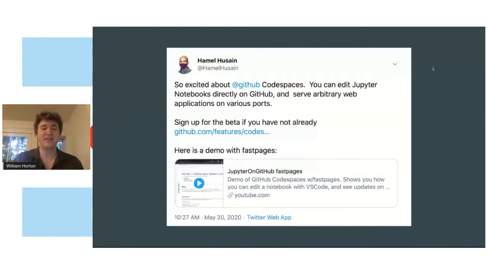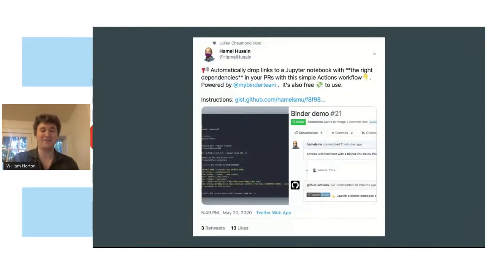And then these are things that literally just came out today. As I was working on this presentation, I had to add some slides. This is GitHub Codespaces, which will let you edit Jupyter Notebooks directly on GitHub. I haven't even had time to play with this myself, but it was coming out today. It looked super cool. And then I thought that was the last thing I'd have to add. Then this came out at 5:49 p.m., and it said, automatically drop links to a Jupyter Notebook with the right dependencies in your PRs with a simple Actions workflow. And this is powered by Binder, the tool that I mentioned earlier.